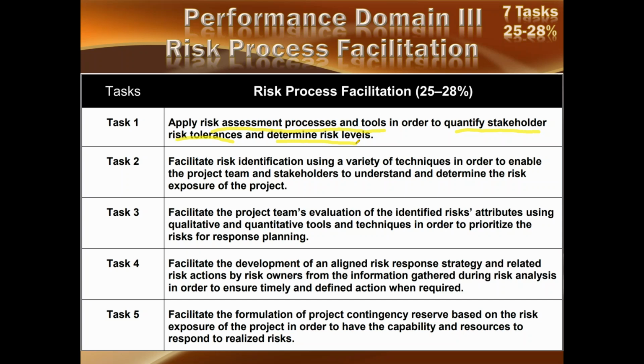Task number 2, facilitate risk identification. Now we are getting into the processes. Identification of the risk is a process. So facilitate risk identification using a variety of techniques. What are the various ways and tools and techniques through which you can identify the risks? Why? In order to enable the project team and the stakeholders to understand and determine the risk exposure of the project. So the main crux is to understand the risk exposure of the project, the overall risk of the project. You are aiming at establishing how risky the whole project is. This is going to be your end result, but risk identification must be so thorough that it should be able to yield this benefit ultimately.